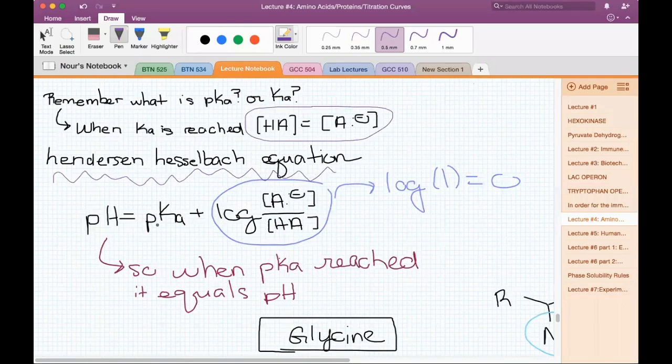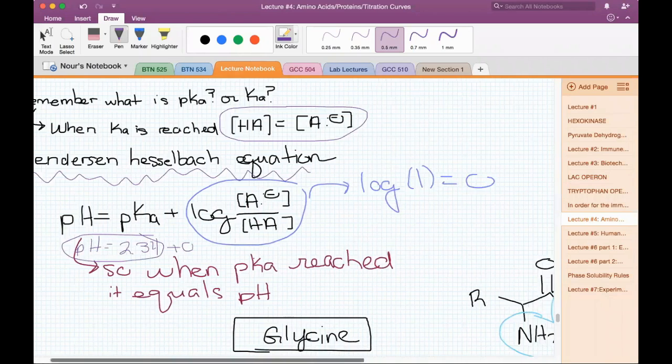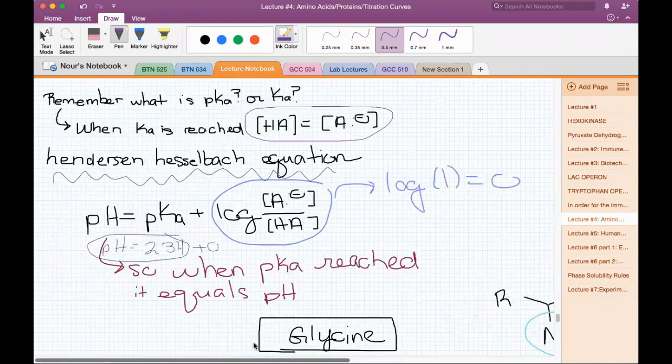So you have the pKa, so here it will be 2.34, right? And at the pKa, since we reached the pKa, we know that the conjugate base will equal the acid. So that will equal a ratio of 1, and log of 1 equals 0. So then you would have 2.34 plus 0 equals the pH. So the pH would be the pKa. That is how the math works essentially.